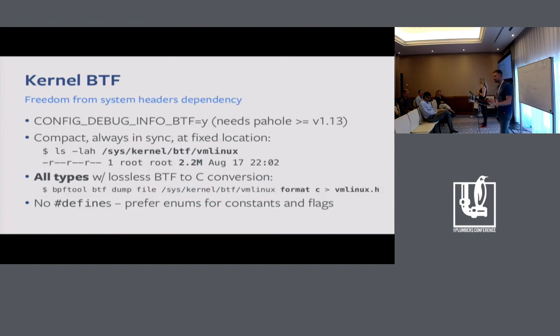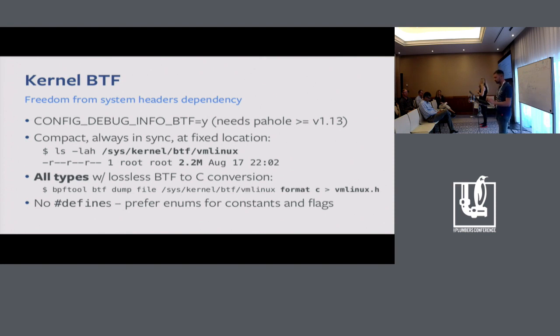So the first part is more or less done. It's kernel BTF. You can enable it today with CONFIG_DEBUG_INFO_BTF. You need a pretty recent pahole, 1.13 or newer. What you will get is BTF information, which is deduplicated, which is small, which is embedded into the kernel image. You can get it from sysfs at /sys/kernel/btf/vmlinux.